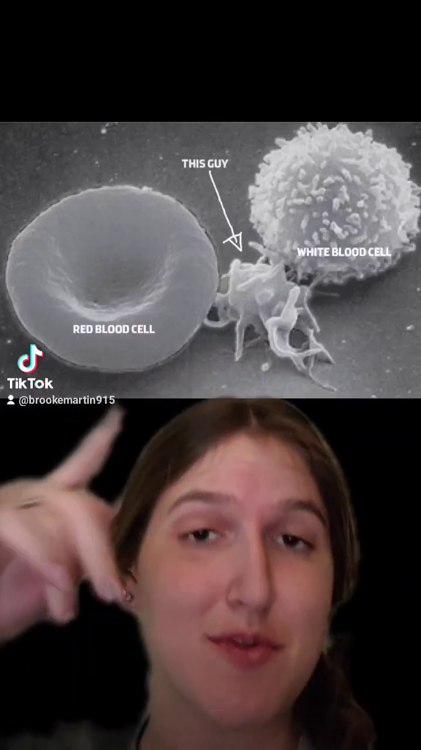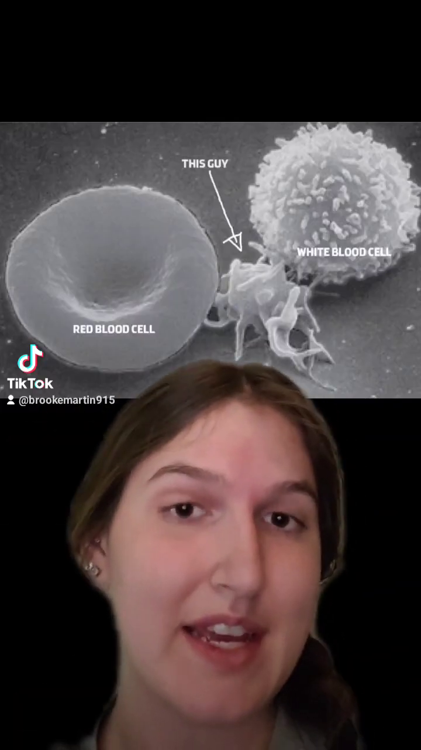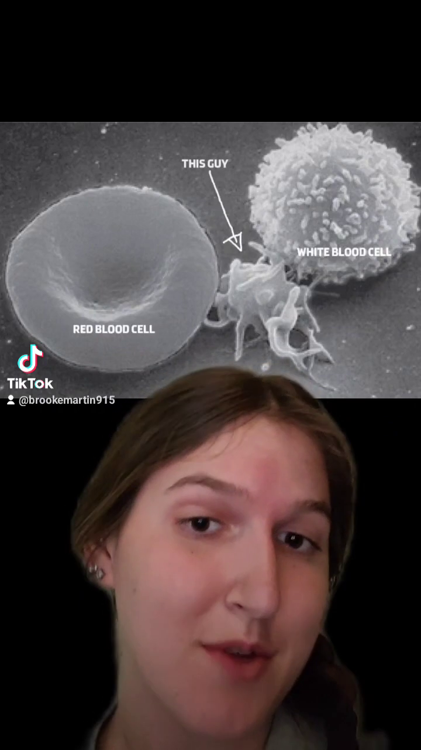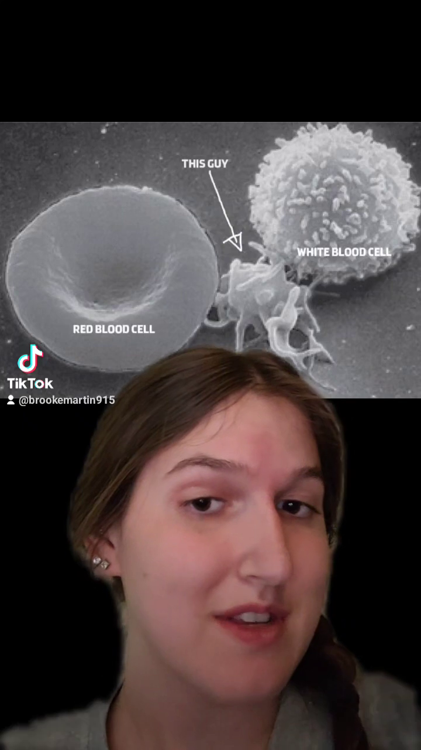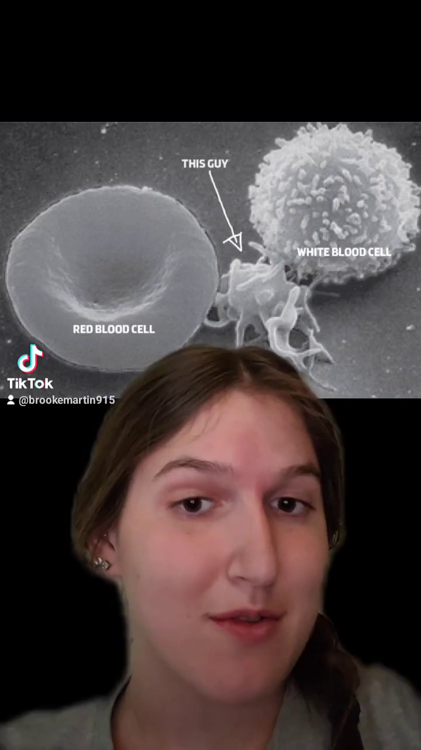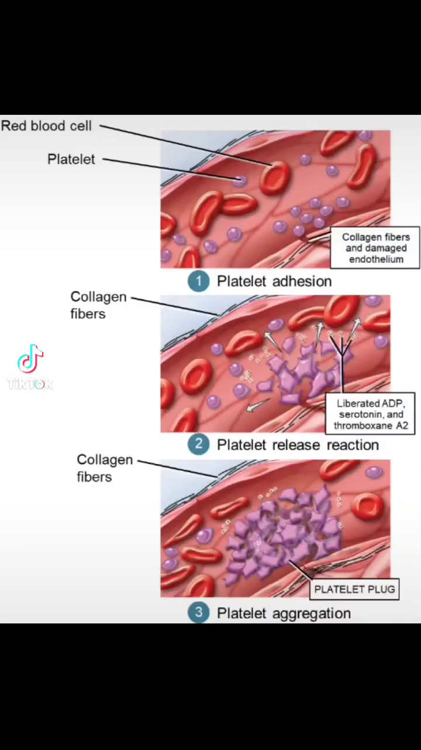So blood clotting starts with this guy right here, which is a platelet. It is a dish shape with no nucleus, and it helps with the platelet plug and has granules inside that produce chemicals that also help with blood clotting. The first step of the platelet plug formation is platelet adhesion. Here, platelets adhere to the subendothelial collagen on the endothelial wall.